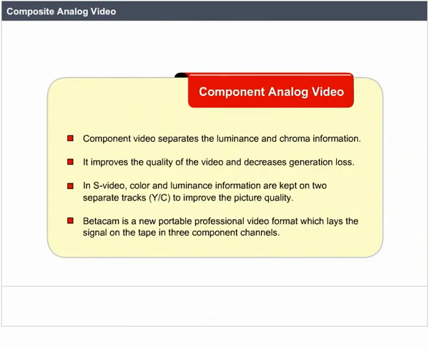Component analog video. Component video separates the luminance and chroma information. It improves the quality of the video and decreases generation loss. In S-video, color and luminance information are kept on two separate tracks, Y and C, to improve the picture quality. Betacam is a new portable professional video format which lays the signal on the tape in 3 component channels.